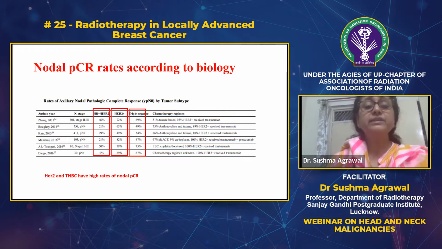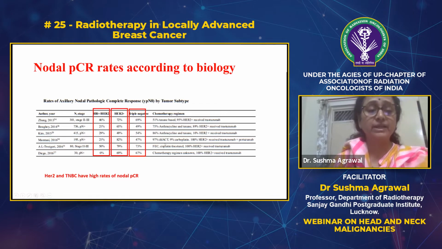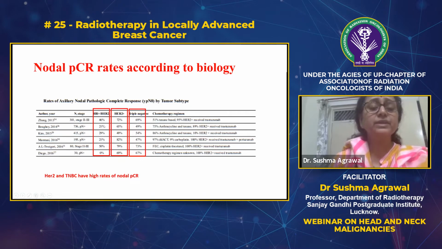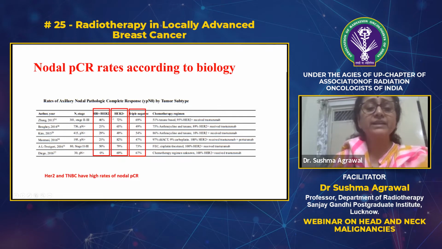Now, the other important thing which you should note is that the nodal PCR rates also vary according to biology. In the first column, which is hormone receptor positive, various studies showed that the PCR rates ranged from 21 to about 45%, while in HER2 enriched, it ranges much higher, 50 to about 79 or 80%. And in triple negative, it ranges from 50 to 70%. So what do we infer? That HER2 enriched and TNBCs have higher rates of nodal PCR, which is very important because these two subsets have a worse biology.